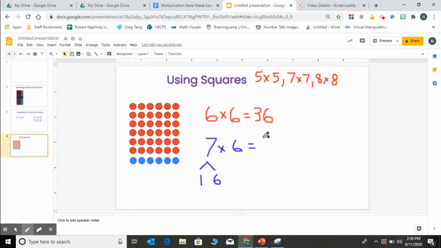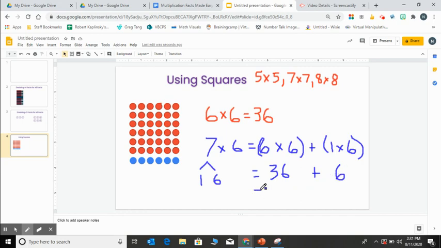So I can think of 7 times 6 as 6 times 6. That's my square fact. Plus 1 times 6. That's that blue part. One more group of 6 to get 7 sixes, right? So if I'm trying to do 7 times 6, remember I know 6 times 6 is 36 plus another 6 can get me 7 sixes.